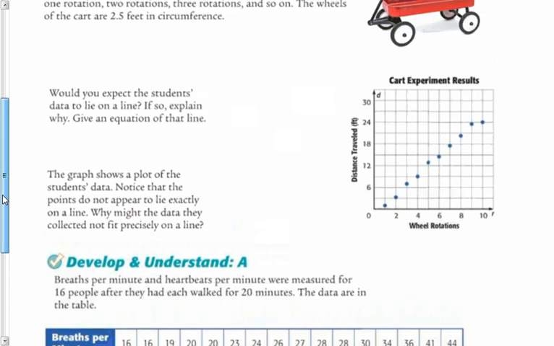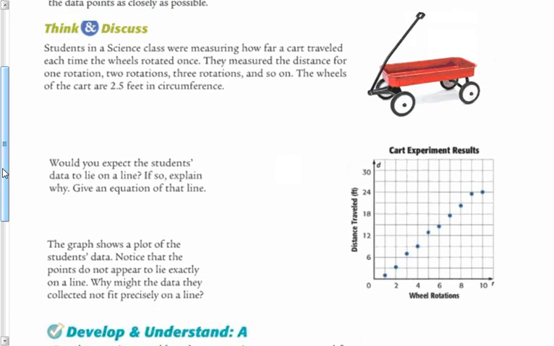These students are measuring how far a wagon goes every time the wheels rotate once. So the wheels of the cart are 2.5 feet in circumference. So how far is the wagon going to go? And as I'm thinking about this, I'm thinking the wagon should go 2.5 feet every one rotation. But these students didn't really know that, and so they just took some data.